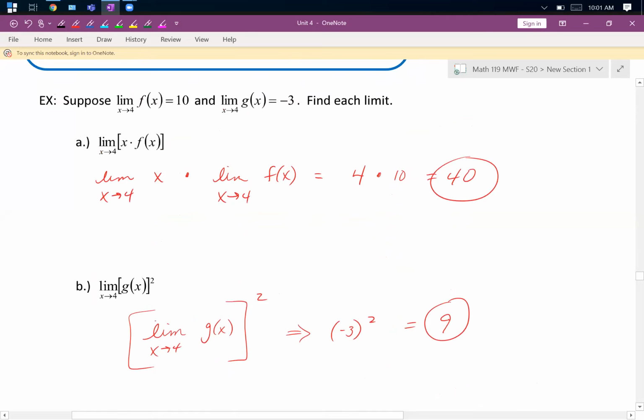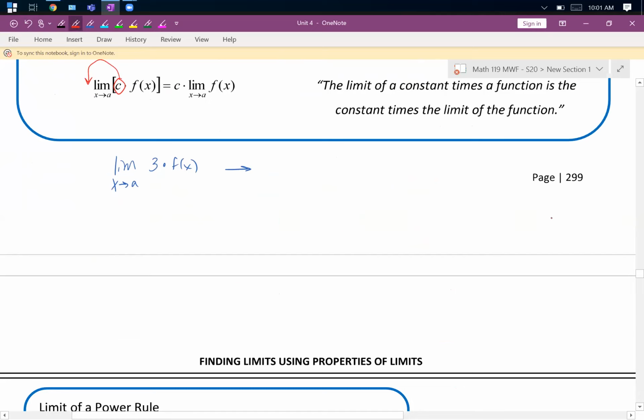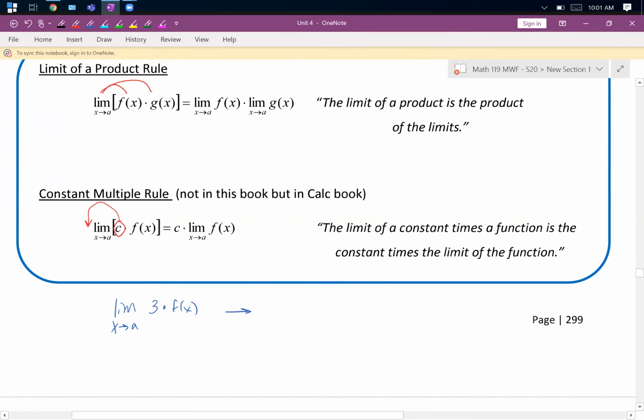Oh, so I also have a correction. I don't know what I was thinking when I was writing this. My explanation here was so wrong on this last property. Okay, so I'm going to apply the limit of the product rule before, which means that this is going to turn into the limit as x approaches a of 3 times the limit as x approaches a of f of x, and we know that the limit of a constant is always that constant. So that's how come the 3 is out in front.